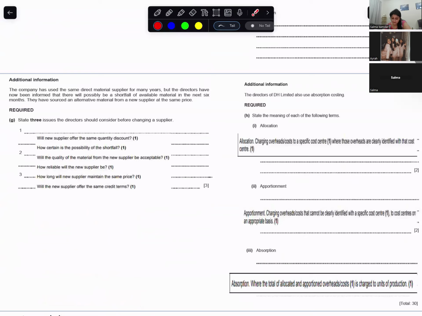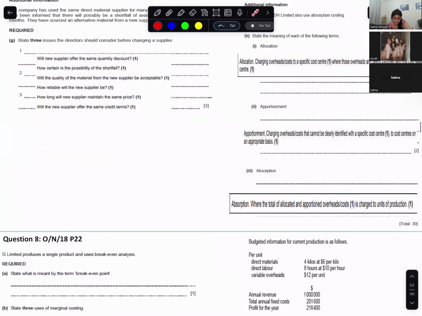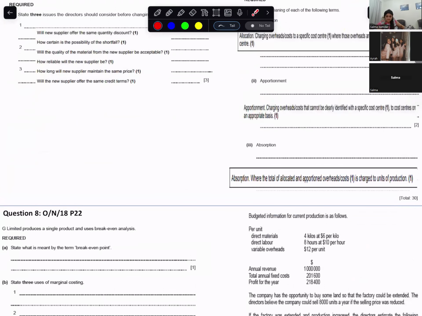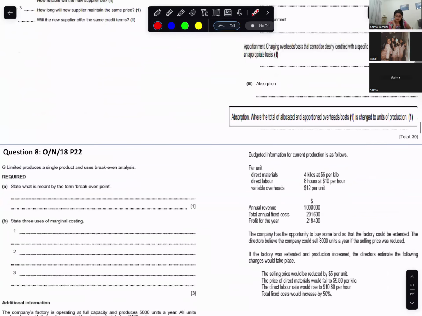What do you mean by allocation? Allocation is when the expenses are related to only one department. Apportionment. Apportionment is when the expenses are related to more than one department and are distributed on suitable basis. Absorption. Absorption is when the total of allocated and apportioned overheads is charged to units of production.